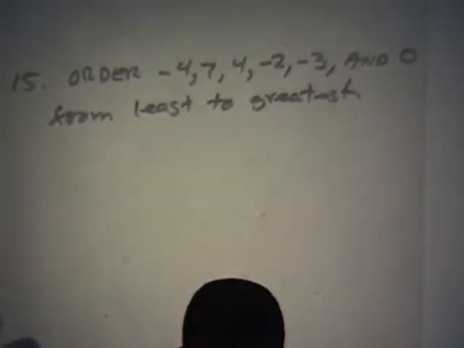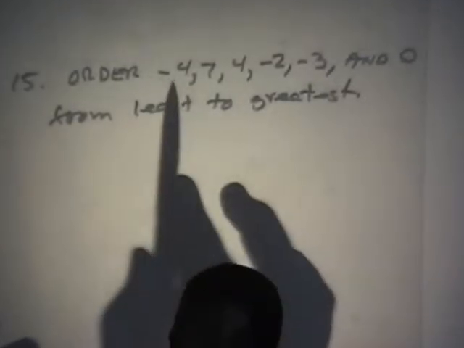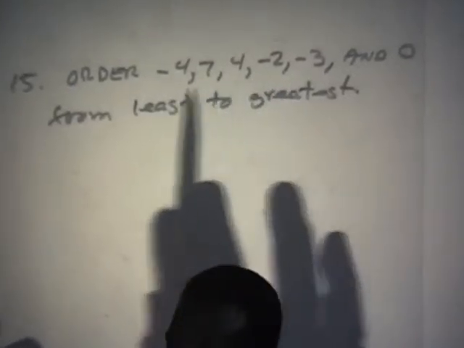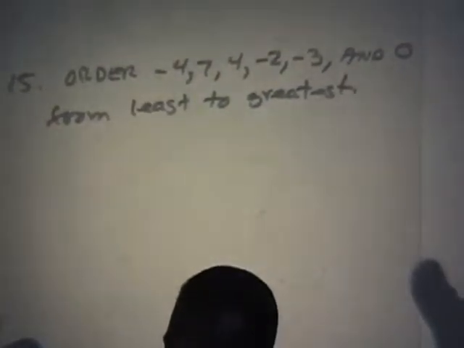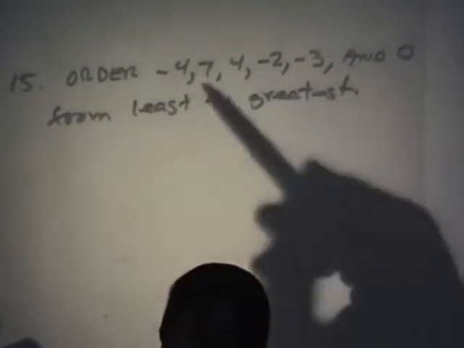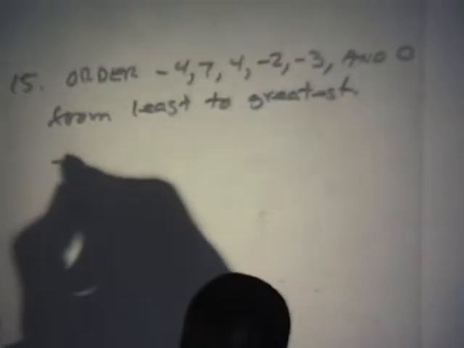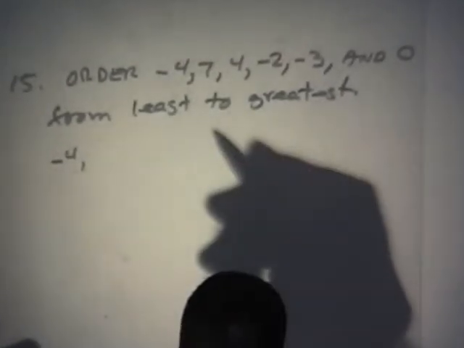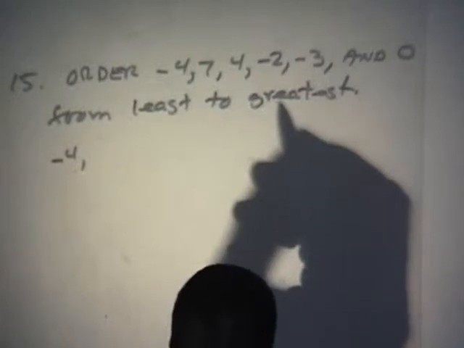To order these from least to greatest, we don't have to necessarily put them on the number line. So what's the smallest number from negative 4, 7, 4, negative 2, negative 3, 0? Well, the smallest number, ironically, is the negative number with the largest absolute value, which happens to be negative 4. It didn't say graph them on the number line. It says order them, so we're just going to order them.